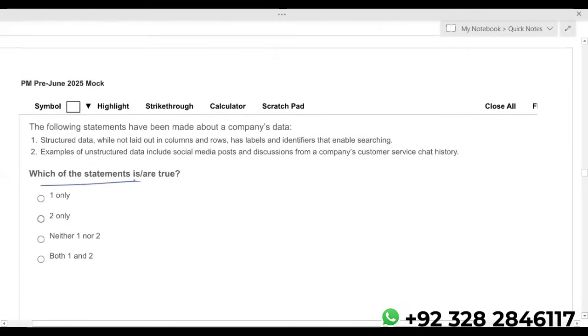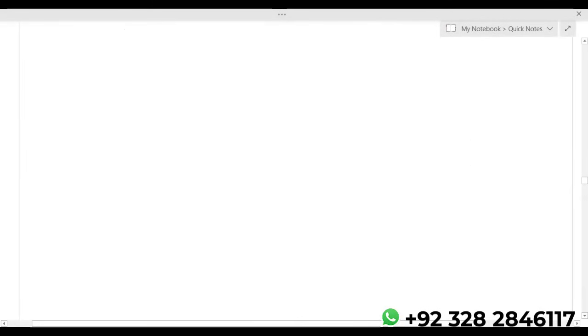Which of the following statements are true? The following statements have been made about a company's data. Structured data, whilst not laid out in columns, rows and labels, so you cannot call it structured data. You can call it semi-structured. Examples of unstructured data include social media posts and discussion from a company's customer service chat history. That makes sense. The first one looks semi-structured, I would say, rather than structured.